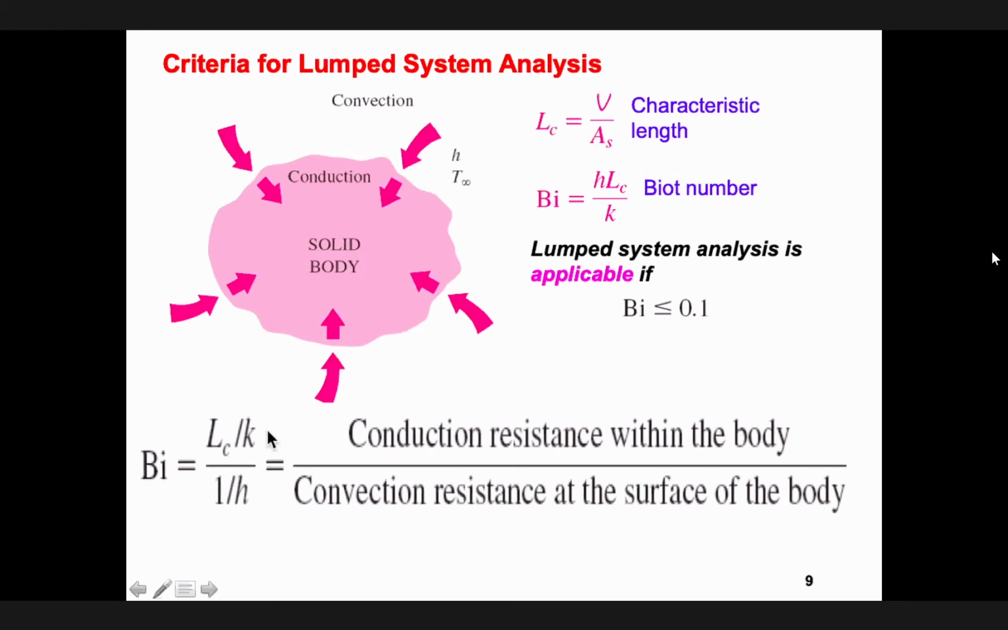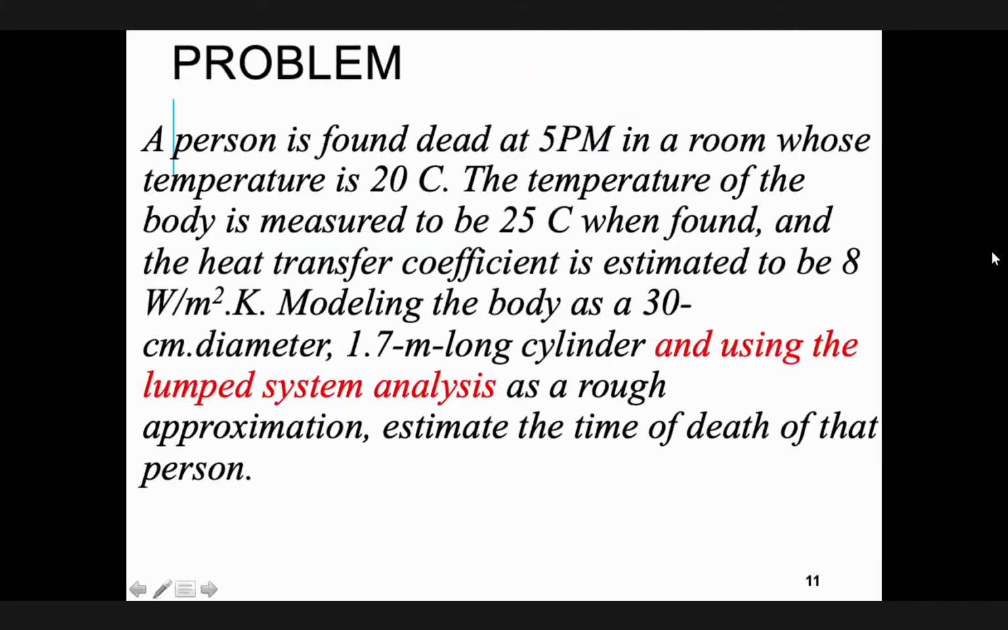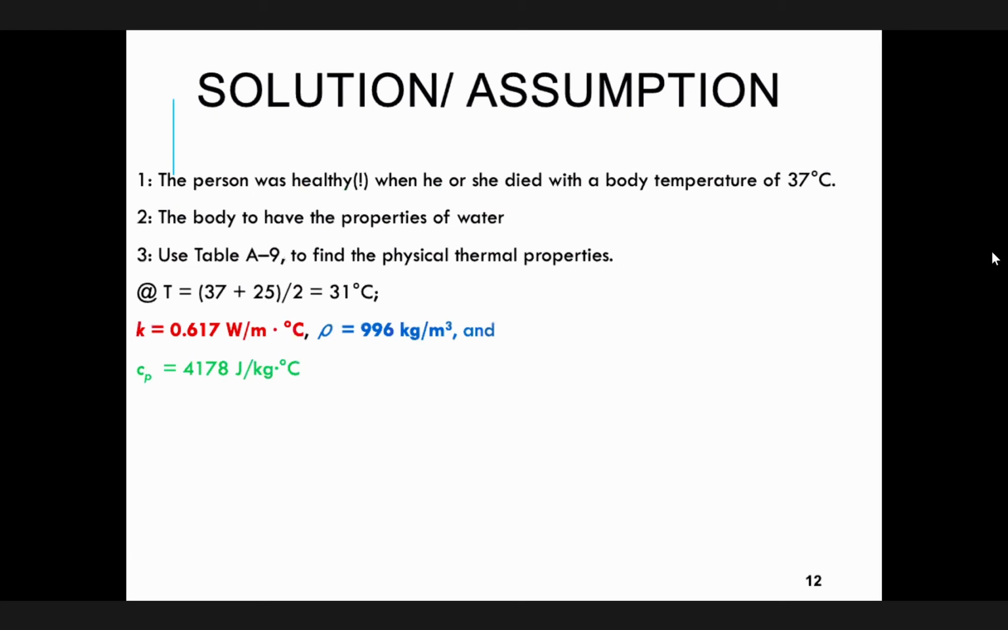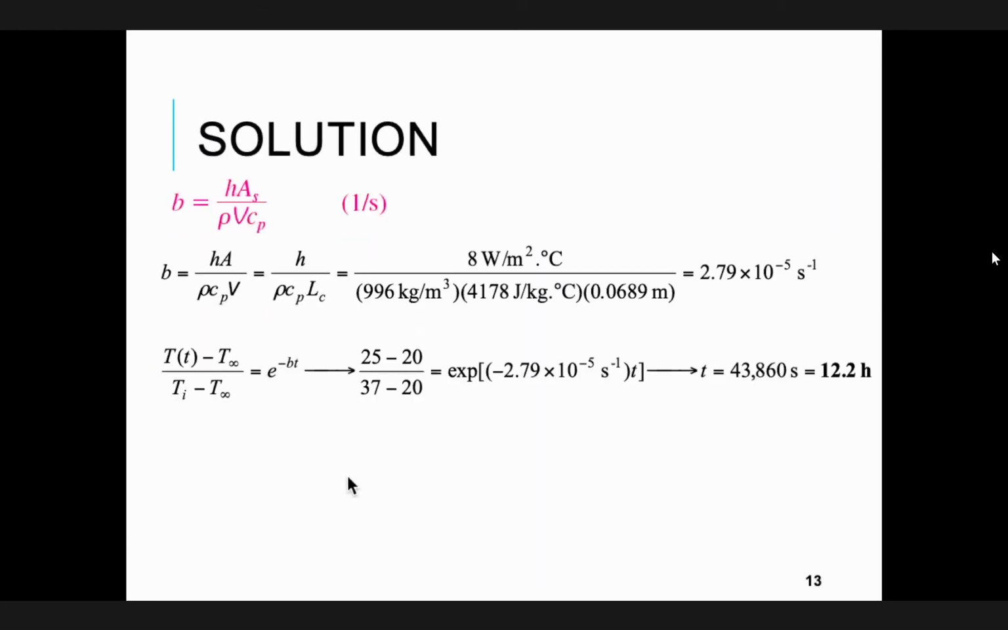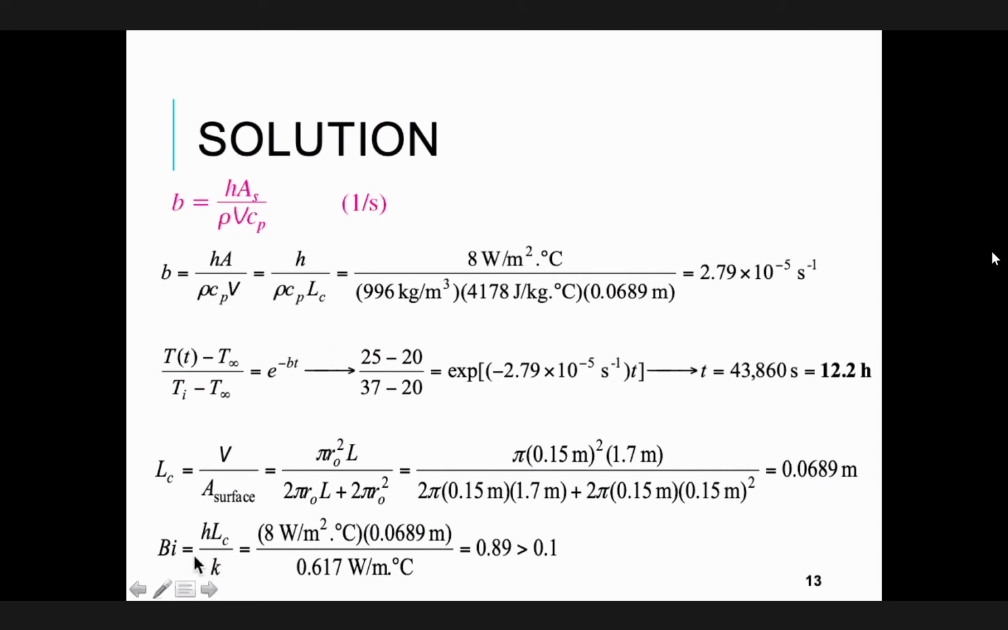I know the conductivity of the water, because we look at Table 8.9, okay? I know also the convection heat transfer coefficient, therefore I can calculate my Bi number. If I go back here, this is the characteristic length I get here, by dividing volume over A, okay? This is the characteristic length. If I use this one here, I can see my Bi number is 0.18, more than 0.1.